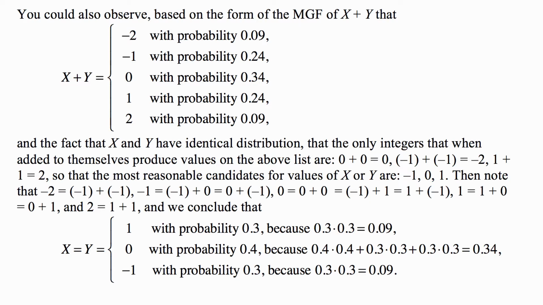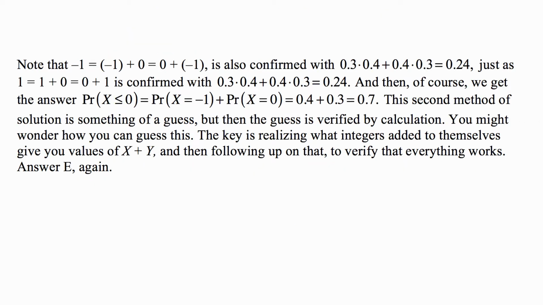Negative 1 with probability 0.3, because 0.3 times 0.3 is 0.09. Note in this that negative 1 is negative 1 plus 0, 0 plus negative 1. It's also confirmed with 0.3 times 0.4 plus 0.4 times 0.3 is 0.24, just as 1 is equal to 1 plus 0, or 0 plus 1, is confirmed with 0.3 times 0.4 plus 0.4 times 0.3 equal to 0.24. And then, of course, we get the answer. The probability that x is less than or equal to 0 is the probability of negative 1 plus the probability of 0, which is 0.4 plus 0.3, so 0.7.